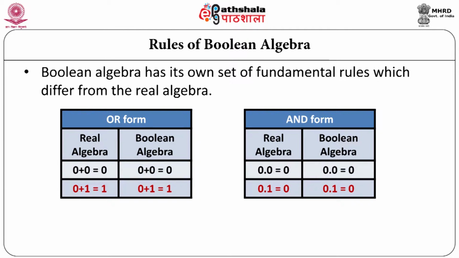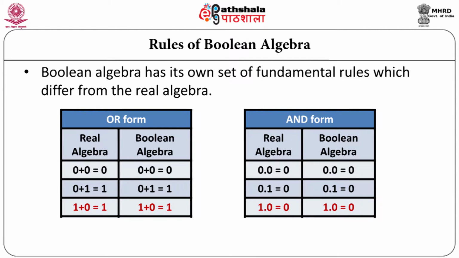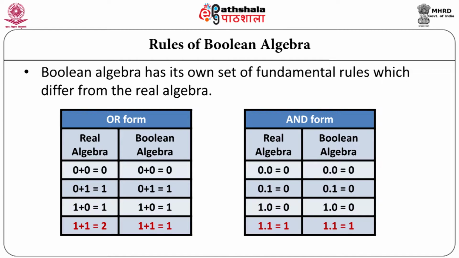0 ORed with 1 is 1. Similarly, 0 and 1 is 0. 1 ORed with 0 is 1. Similarly, 1 ANDed with 0 is 0. 1 ORed with 1 is 1, but note that in real algebra 1 plus 1 is 2. 1 ANDed with 1 is 1 in a product form.